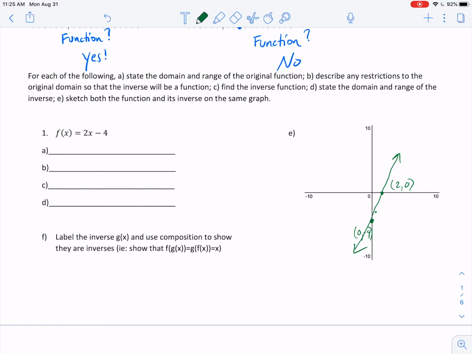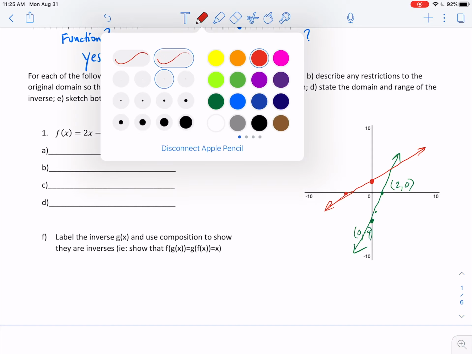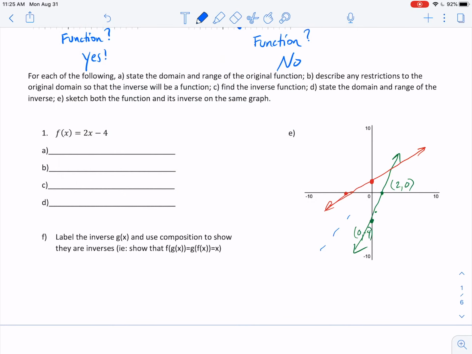When I go to find the inverse, keep in mind we can switch the x and the y. So the inverse becomes the point (0, 2), roughly that far away, and then the point (-4, 0), and that line. So what happens is that they have been reflected. Basically, the green was reflected over the line y equals x, the blue line, and gave me the red.